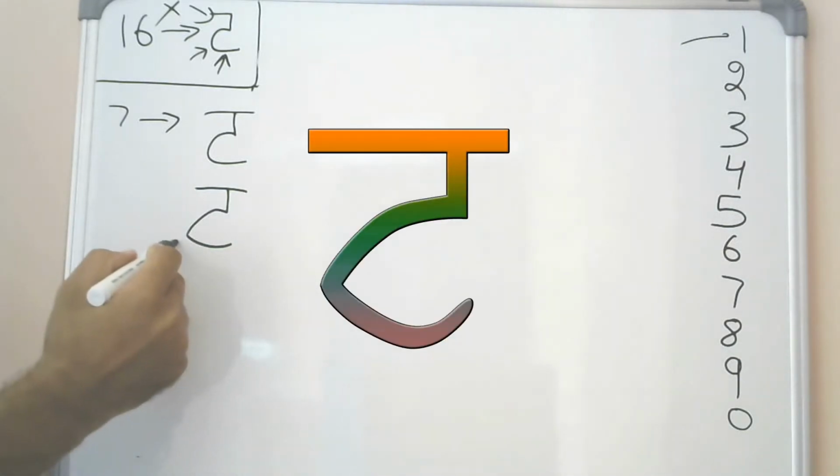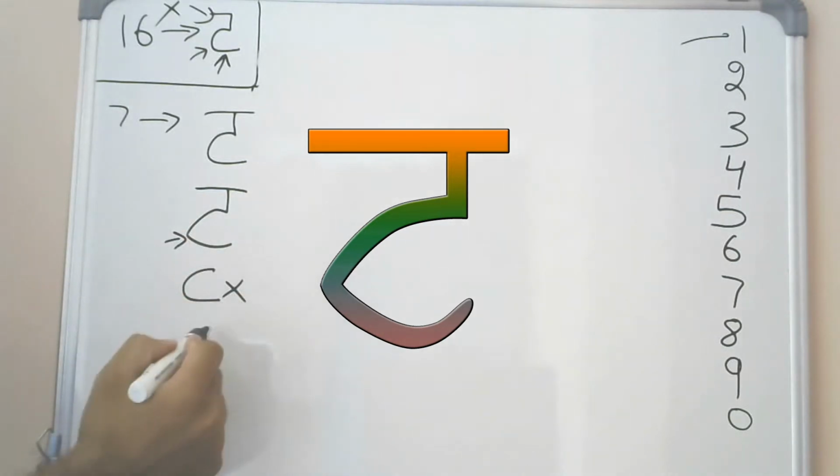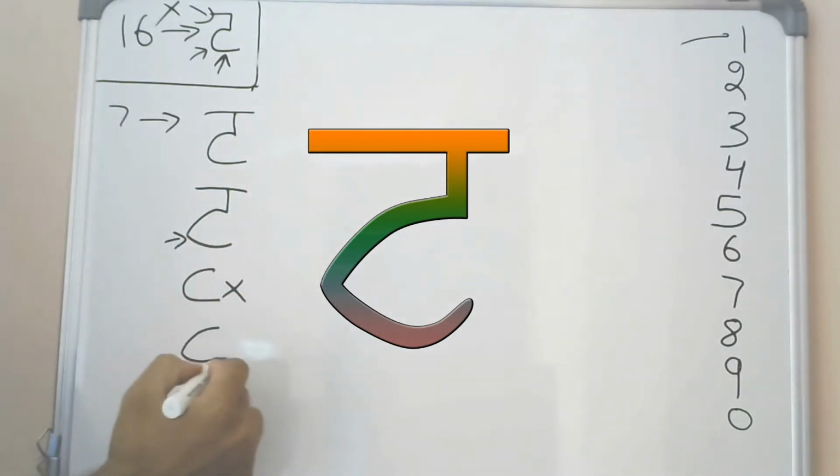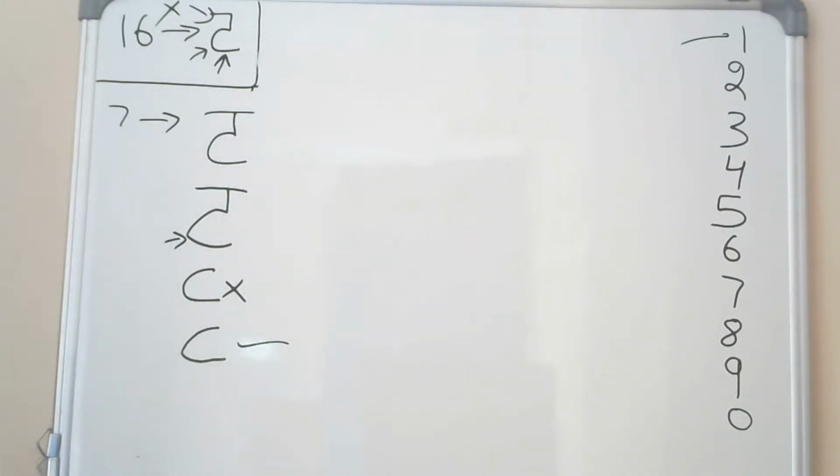This will not be a curve, but a little bend here. Not like this, but something like this, you can say. So this is how you will write this letter correctly.